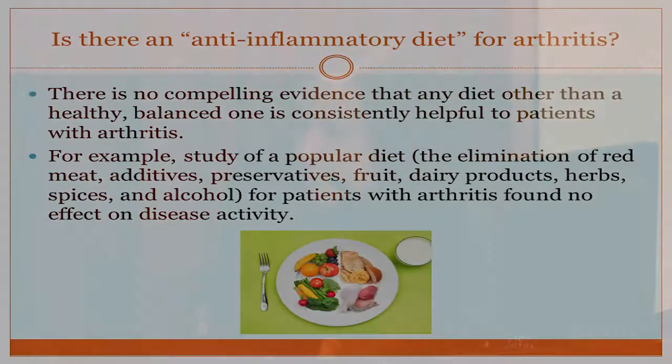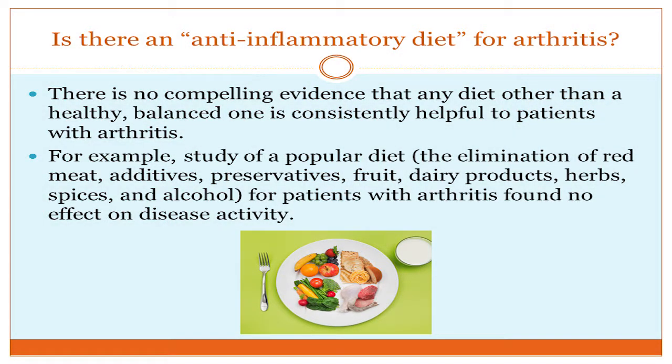Okay, and finally, this is probably the most common question that I get at least once a day from my patients. Is there an anti-inflammatory diet for arthritis? And sadly, the answer is no. It would be great if there were, but there really is no compelling evidence that any diet other than a healthy, balanced one is consistently helpful to patients with arthritis. For example, a study of a popular diet which included the elimination of red meat, additives, preservatives, certain fruits, dairy products, herbs, spices, and alcohol. I don't know what was left. For patients with arthritis, it really found no effect whatsoever on disease activity. So other than the healthy, well-balanced diet that we all know we should be eating, there really isn't anything proven to help arthritic symptoms.